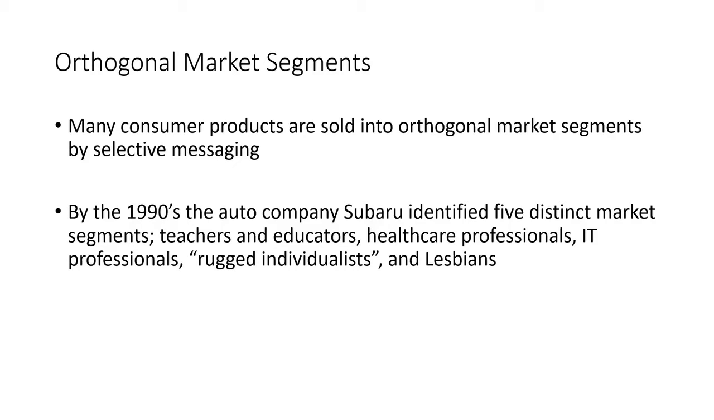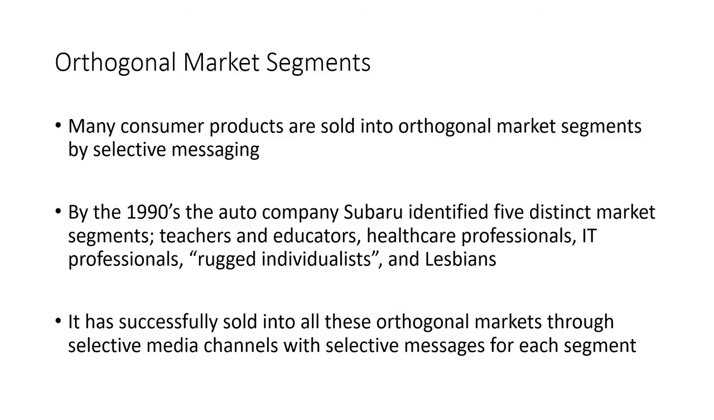So these 5 segments were identified by Subaru customer research, and they understood that these 5 segments were totally orthogonal. They bore no relationship to each other. They had no overlap whatsoever. And so Subaru has successfully sold into all of these orthogonal markets through the use of selective media channels. They identify a key media channel in each distinct market segment, and then they follow that with selective messages for each segment. And so the messaging that Subaru sends to teachers and educators is going to be dramatically different than that which they send to lesbians.